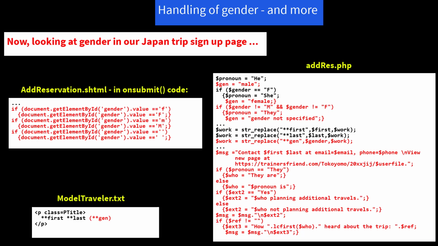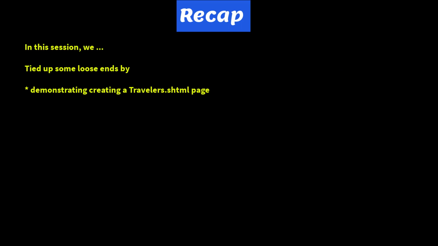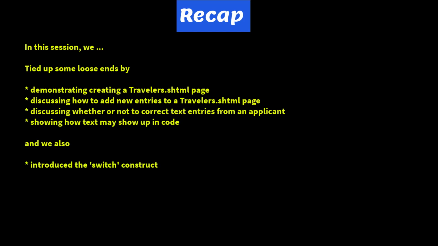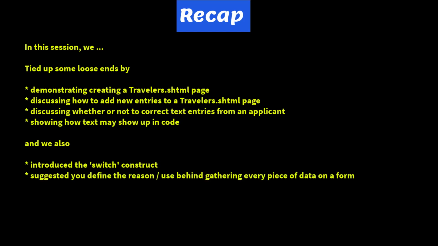And then we're done. In this session, we tied up some loose ends by demonstrating creating a Travelers.shtml page, discussing how to add new entries to a Travelers.shtml page, discussing whether or not to correct text entries from an applicant, and showing how text may show up in code. And we also introduced the switch construct, suggested you define the reason and use behind gathering every piece of data on a form, and demonstrated one way to handle gender options.